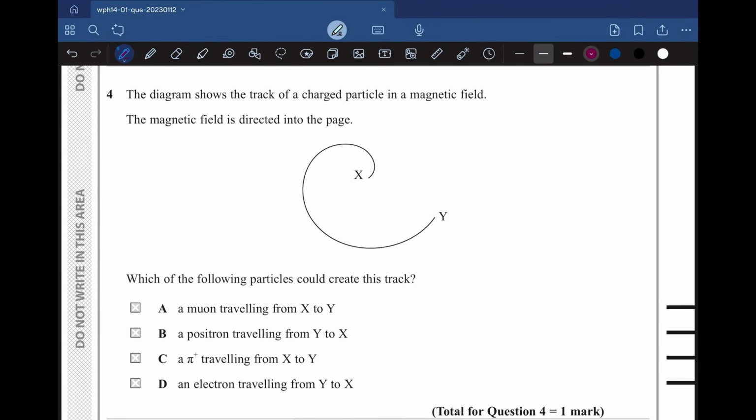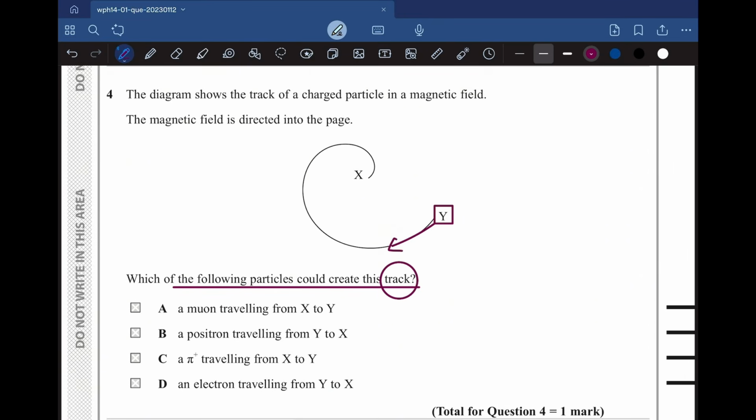The diagram shows the track of a charged particle in a magnetic field. The magnetic field is directed into the page. Which of the following could create this track? So basically one thing we know previously is that in a track, it can be either a positively charged particle or a negatively charged particle. But here, right after seeing this track, I can assume that the track is moving from Y to X.